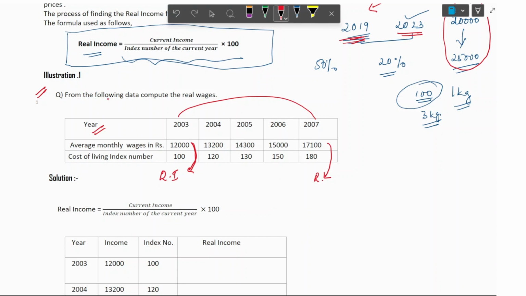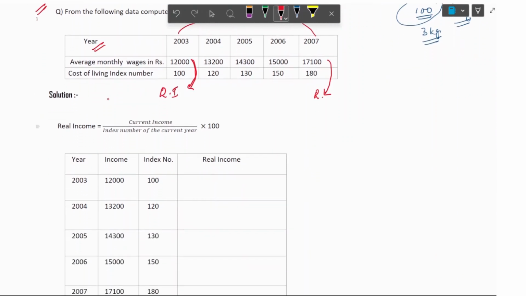First you will write the formula: real income equals current income divided by the index of the current year, into 100. Then you will make the table. First is year, then income, and next is index number. Here we can consider 2003 as the base year, with index 100. That means it is combined with the base year, 2003. Now we are going to calculate the real income according to the 2003 base year. How much is the real income coming to?